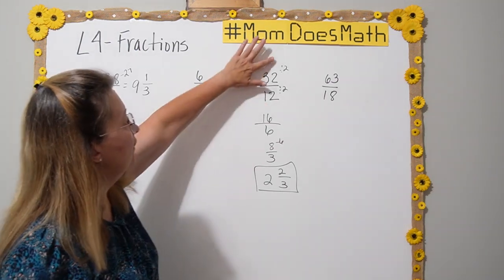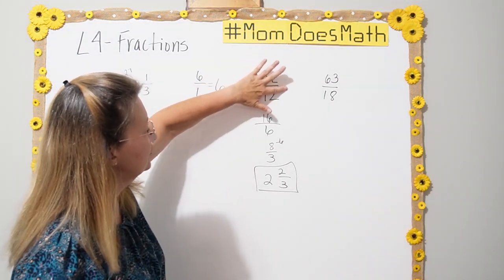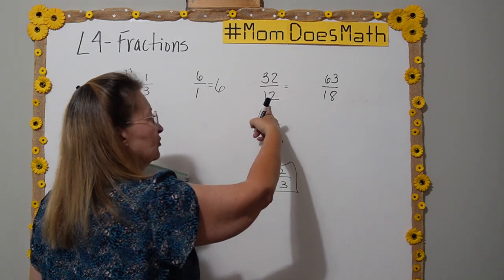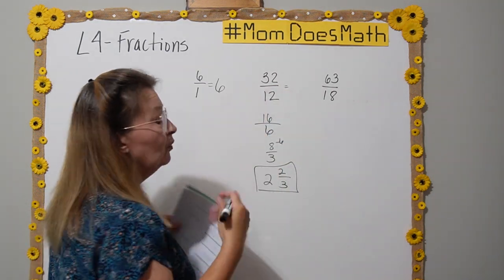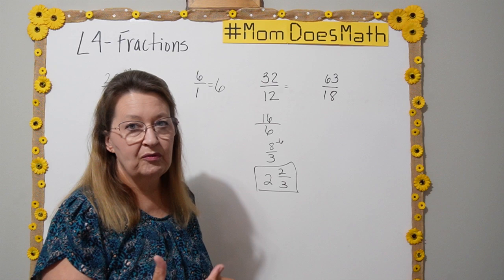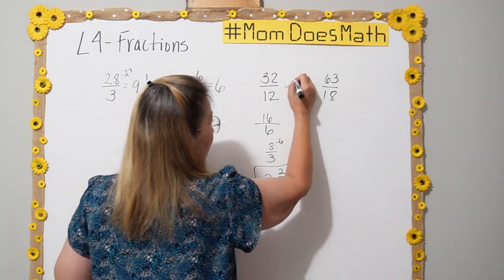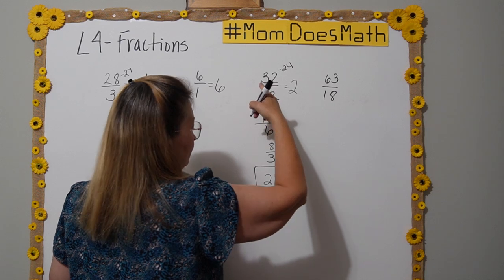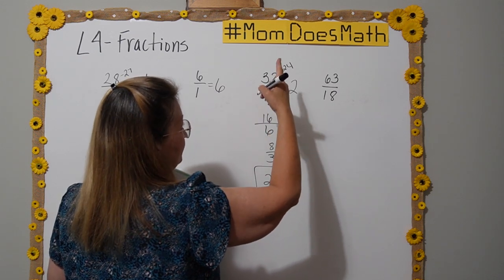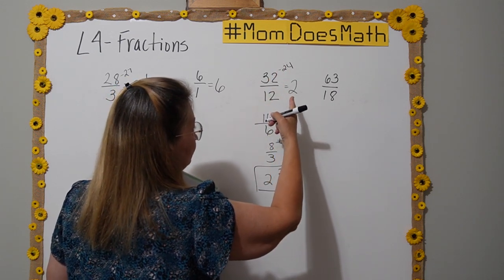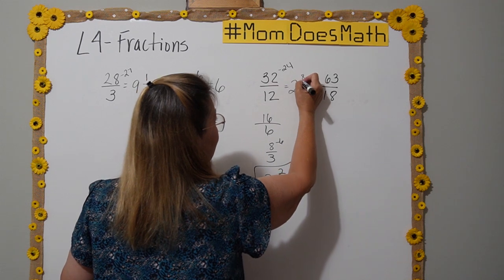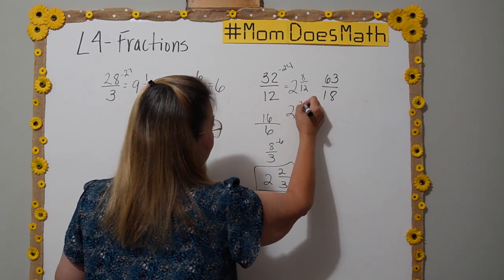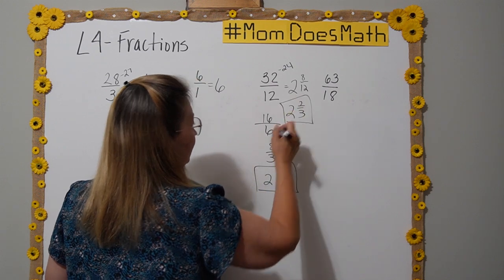Like I said, you didn't have to do all that. Let me show you, I could have stopped right here and said, how many times will 12 go into 32? Well, it won't go 3, because that would be 36. So it's got to be 2. 2 times 12 is 24. So if you do 32 minus 24, what do you get? You get 8/12. So you're still going to have to reduce that down to 2/3.